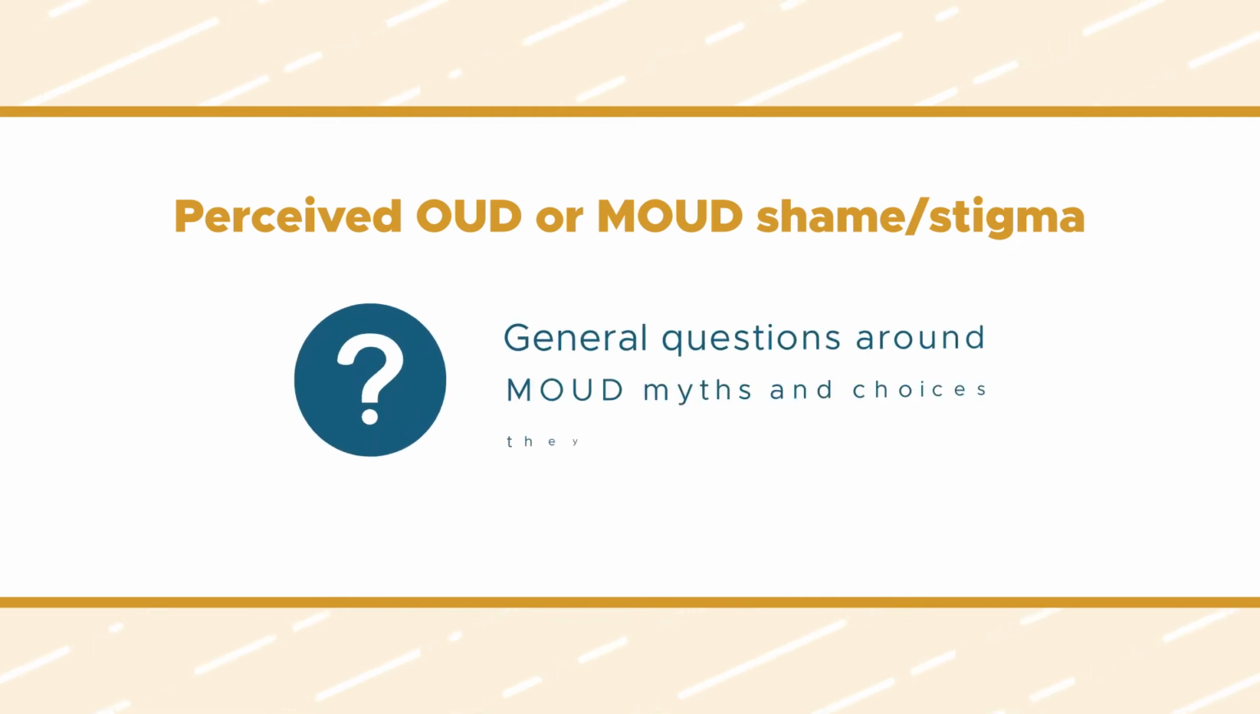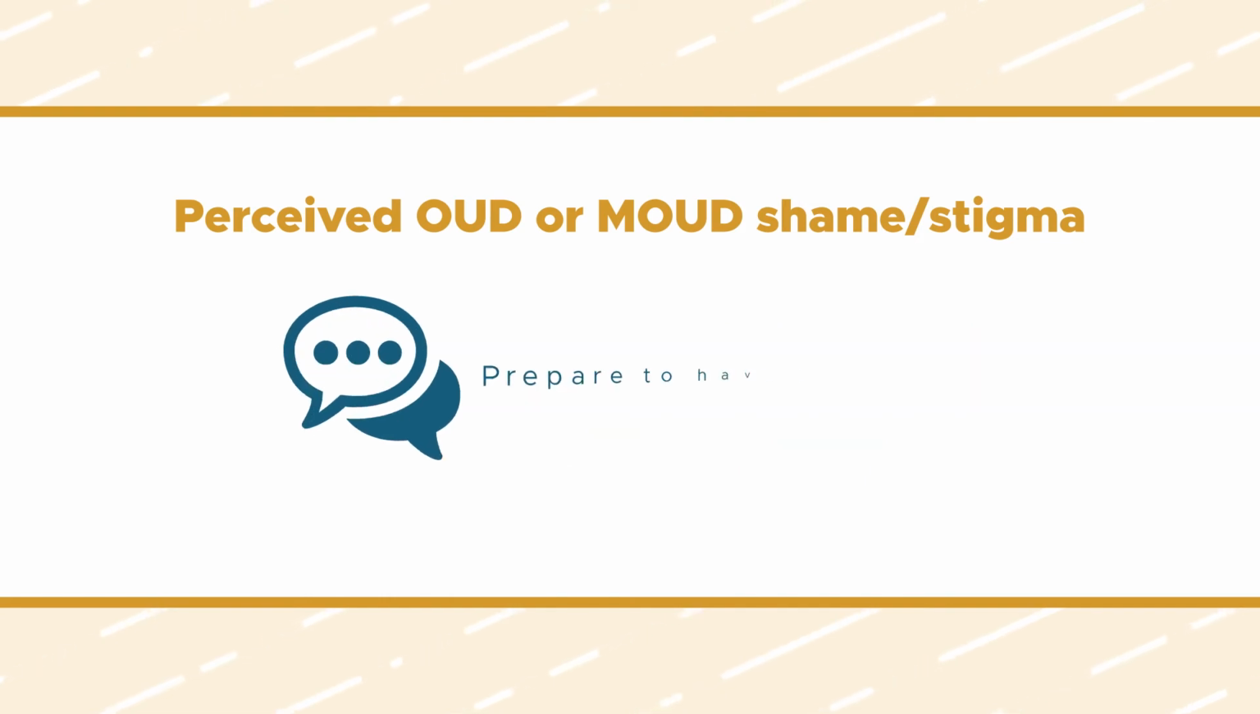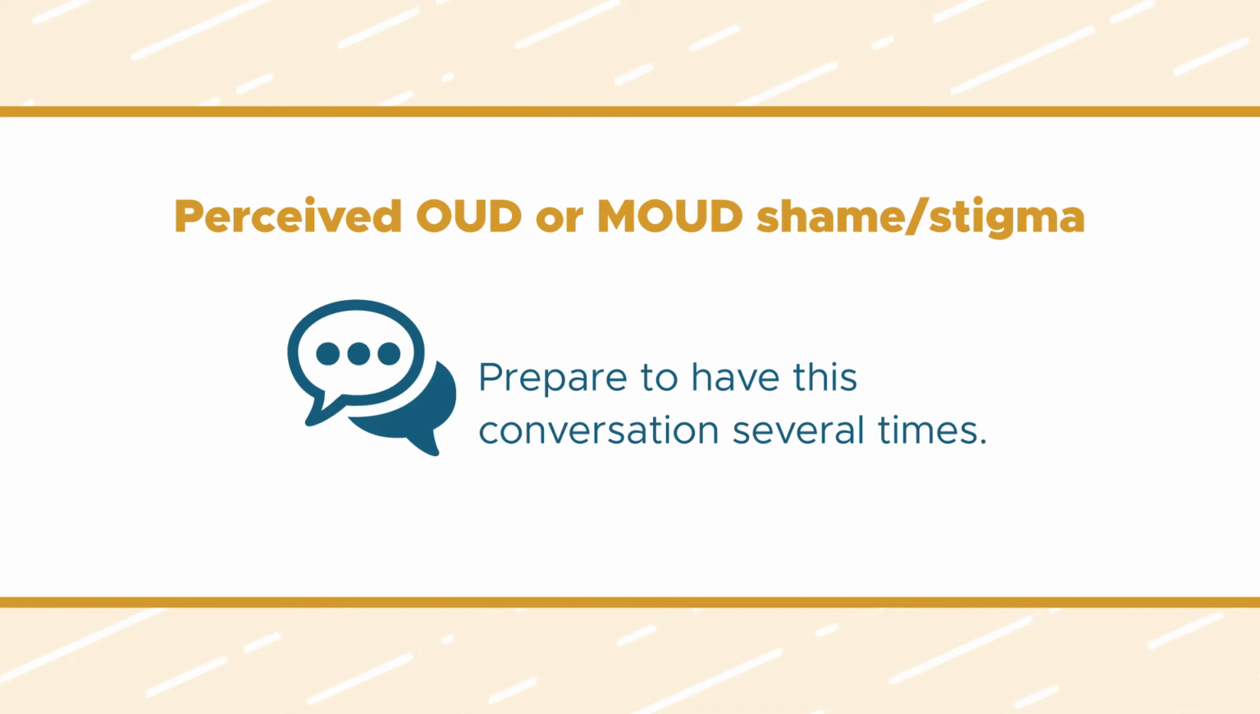These could involve general questions around MOUD myths and choices they'll have to make. Remember, the handouts from Module 3 can help you to answer these questions, or help the individual develop the questions for their community provider to address. You should also prepare to have this conversation several times, as the individual you're working with may not initially be ready to initiate treatment at all, or may be very resistant to medication specifically.